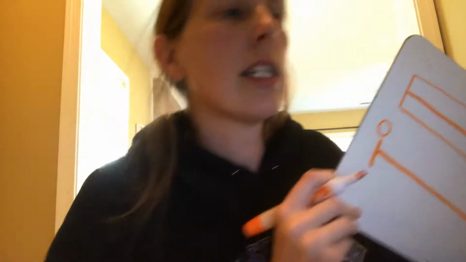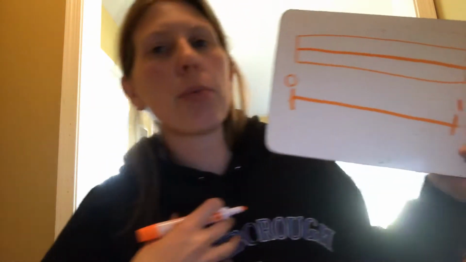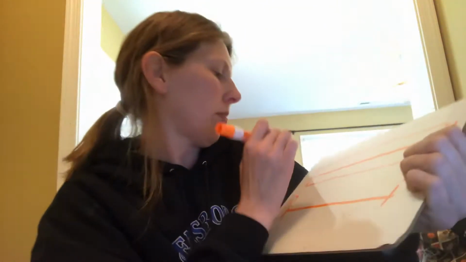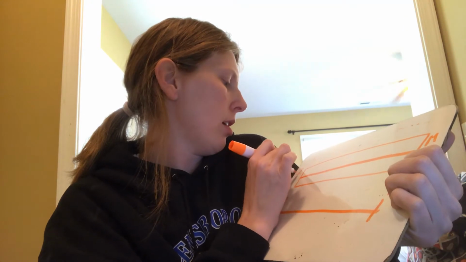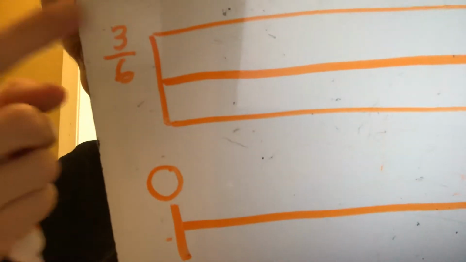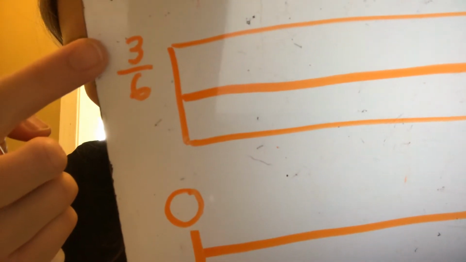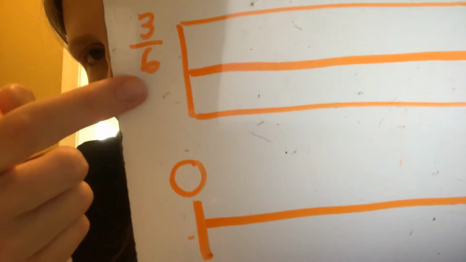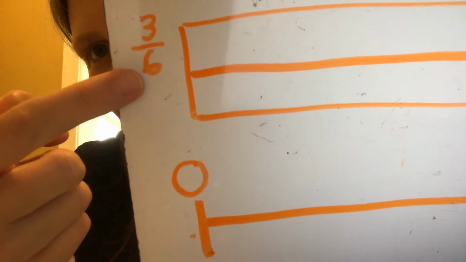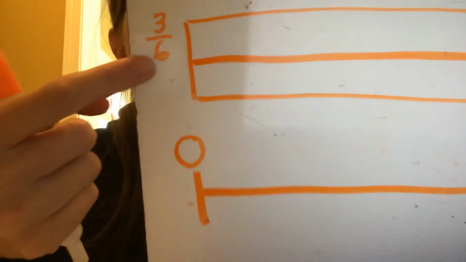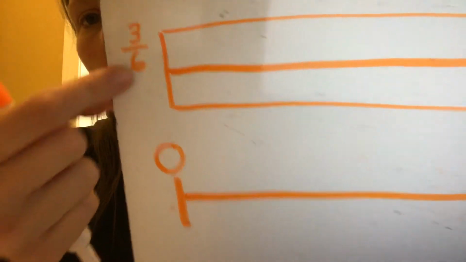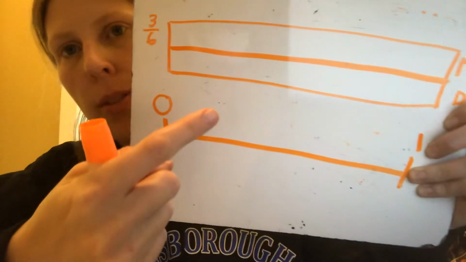Okay, let's think about what I know. I know that I ate 3/6 of my candy bar. I'm going to write 3/6. My numerator is the top number. It tells me how many parts I'm talking about. My denominator is the bottom number, the number that's down. Denominator down. That's how I always remember it. It has 6 total equal parts, so this whole candy bar is broken into 6 equal parts.